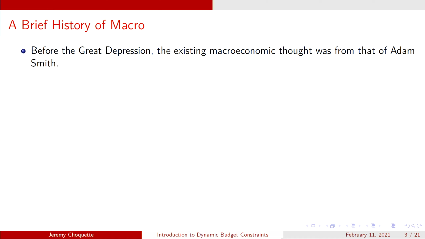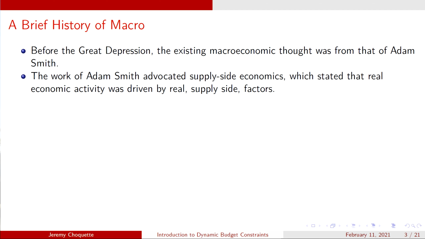So, since I discussed that these things are kind of new and they came out under Lucas or after Lucas and all that, let's do a brief little history of macroeconomic thought. Before the Great Depression, the existing macroeconomic thought was basically supply-side economics. It came from the works of Adam Smith, and there's multiple interpretations of supply-side economics. Many of them are wrong. The best one that I have yet to hear is that basically real economic activity is driven by supply-side factors.